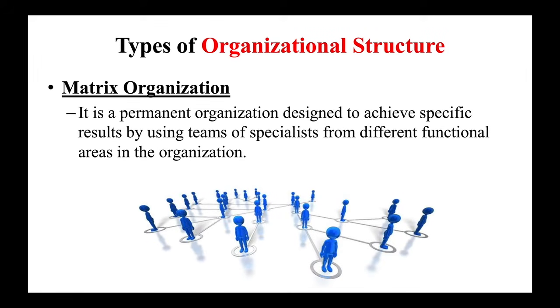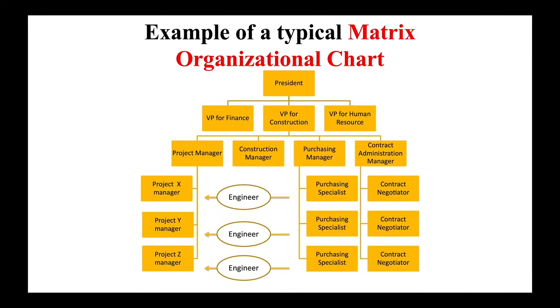When we say matrix organization, this is a permanent organization designed to achieve specific results by using teams of specialists from different functional areas in the organization. So, we have here the teams of specialists and somehow, nagiging cross-functional siya. Tignan natin. Example, President, VP for Finance, VP for Construction, and VP for HR.